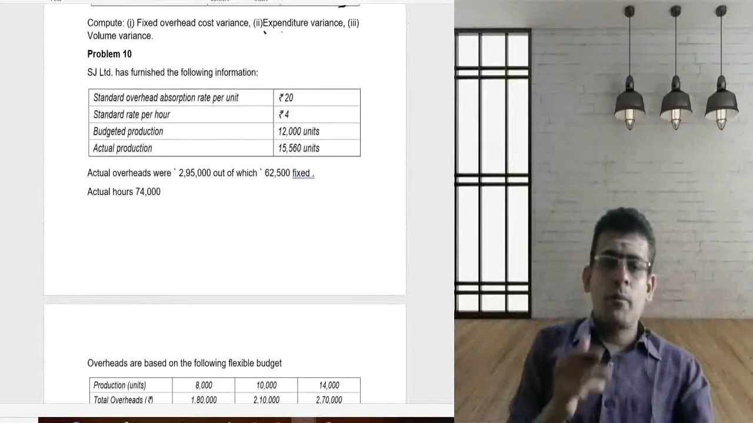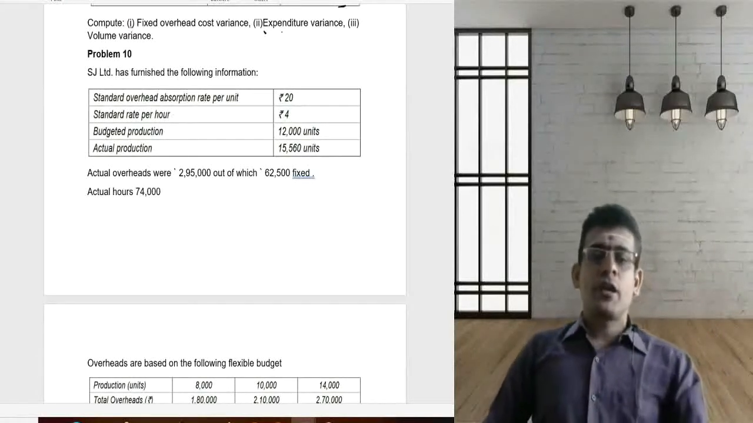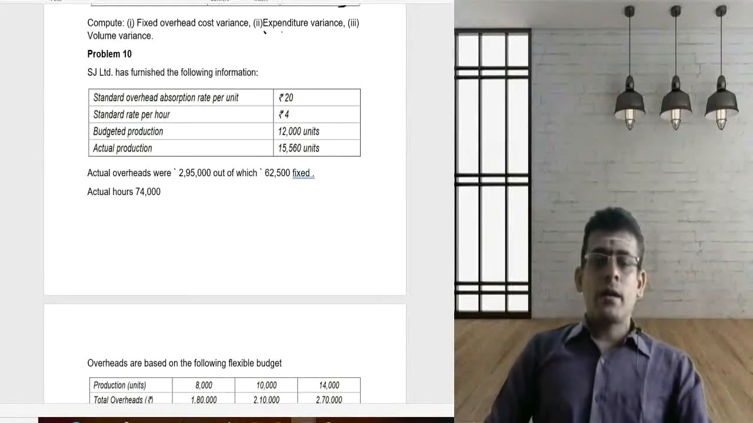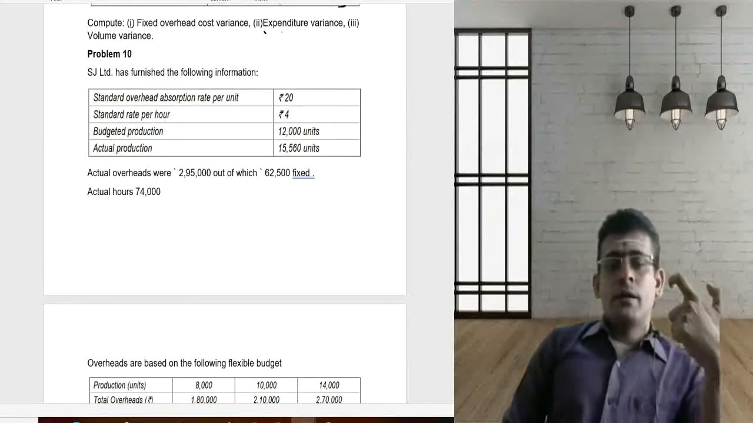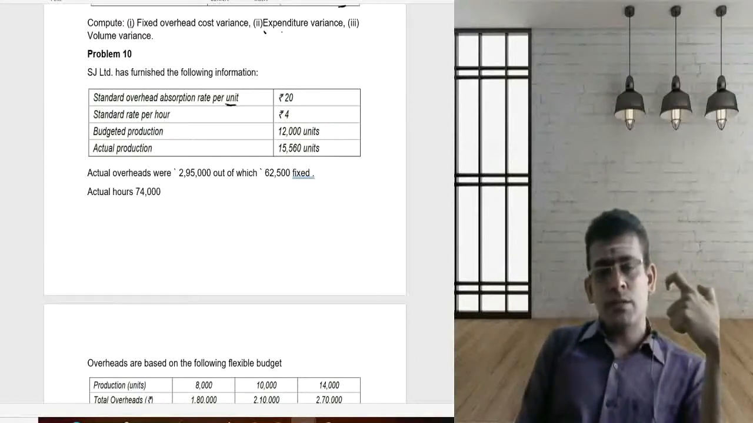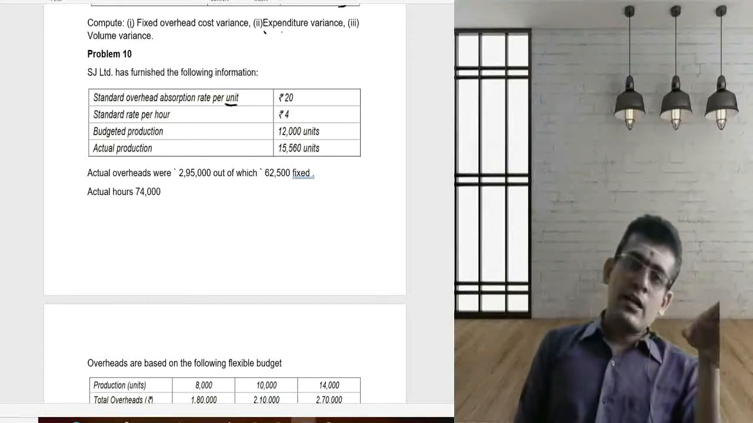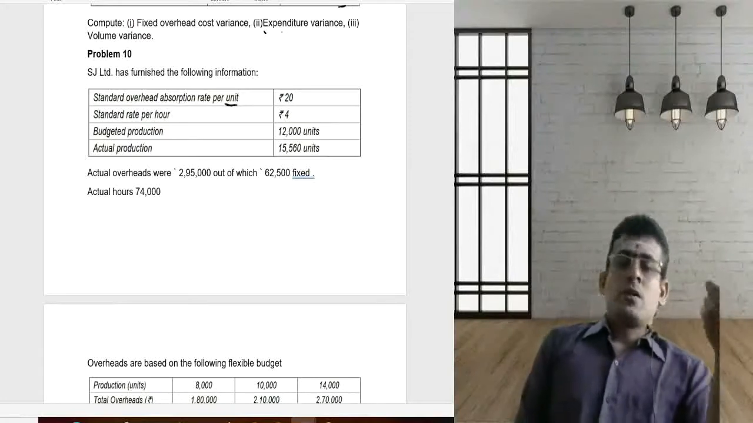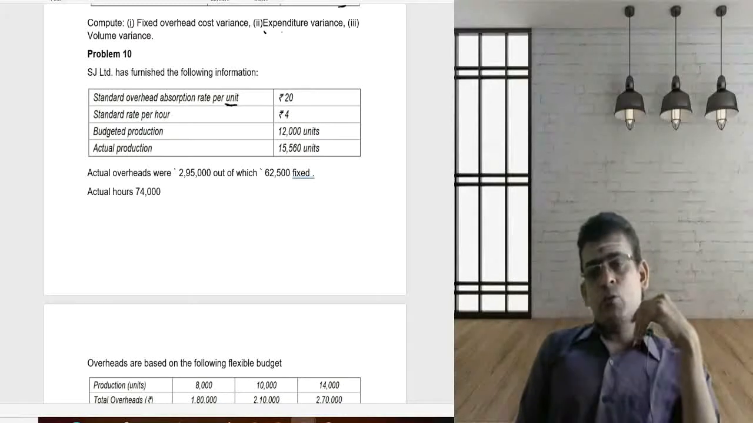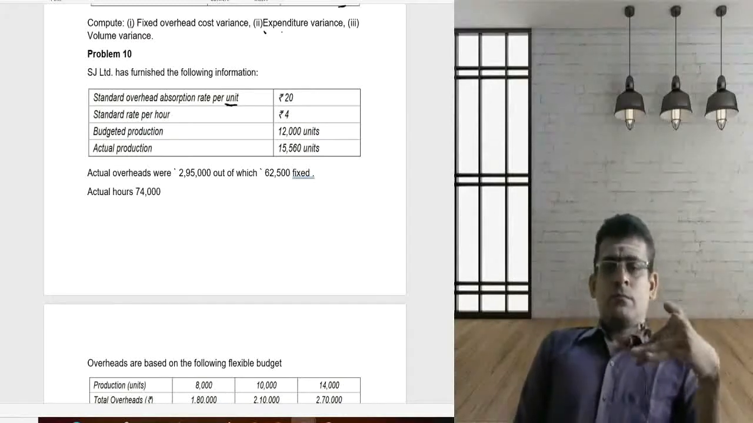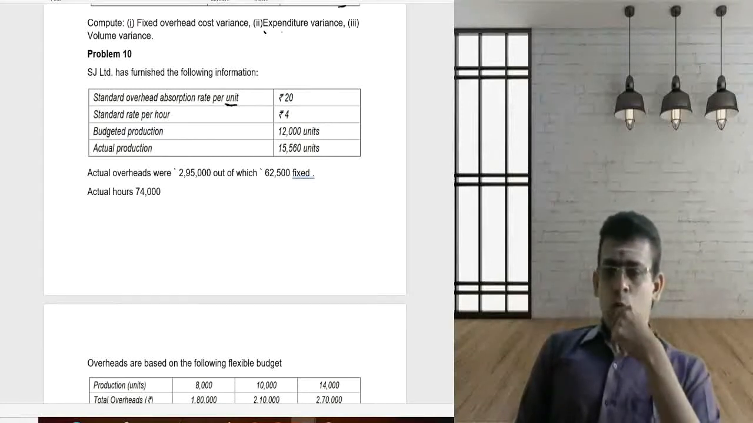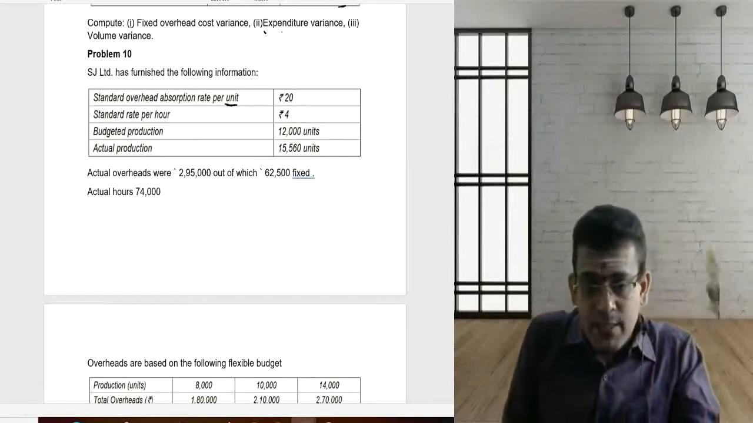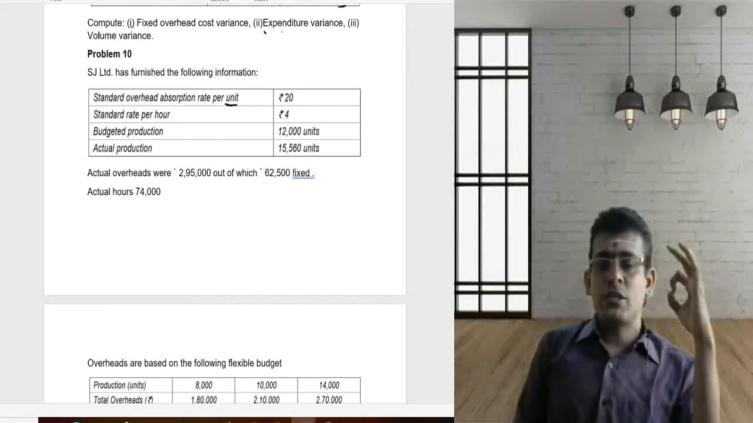Now, let us quickly move on to problem number 10. SJ Limited has furnished the following information. Standard overhead absorption rate is 20 rupees. What is the meaning of absorption rate? Overhead divided by number of units. Why units? Because it is clearly mentioned as per unit. If that is mentioned as standard overhead absorption rate per hour, overhead divided by number of hours. So as it is per unit, total overhead divided by number of units, you are getting something called as 20 rupees. Rate per hour is given as 4 rupees. Budget production is 12,000. Actual production is 15,560. That's what is nothing but your budgeted and actual.